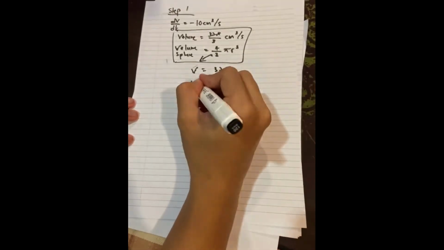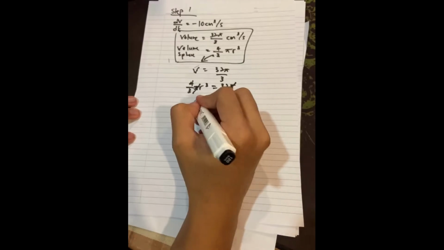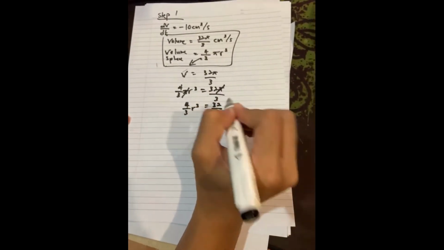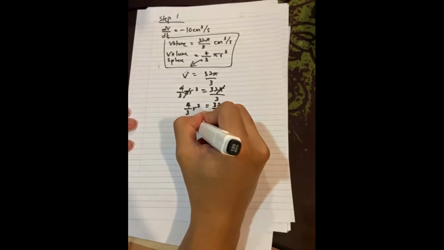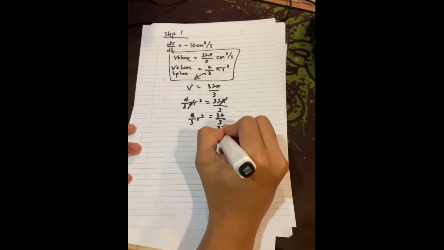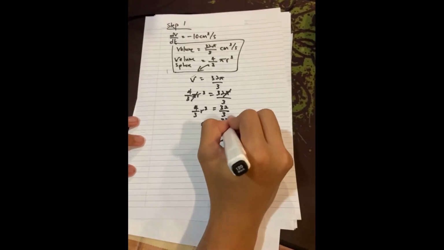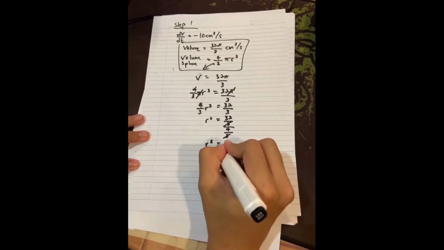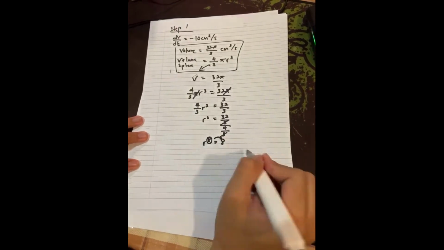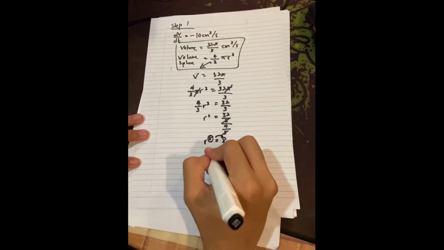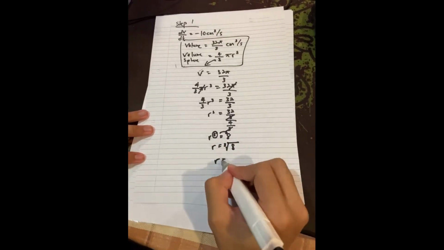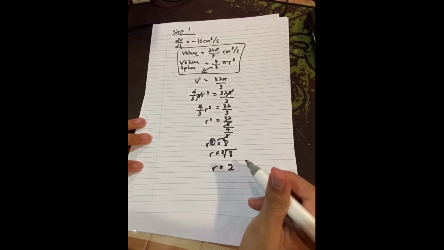We can cancel out the π, and then we move the 4/3 to the other side, so r³ will become 8. The power of 3 moves to the other side and becomes the cube root of 8. So r equals the cube root of 8, r equals 2. So we get the radius is 2.